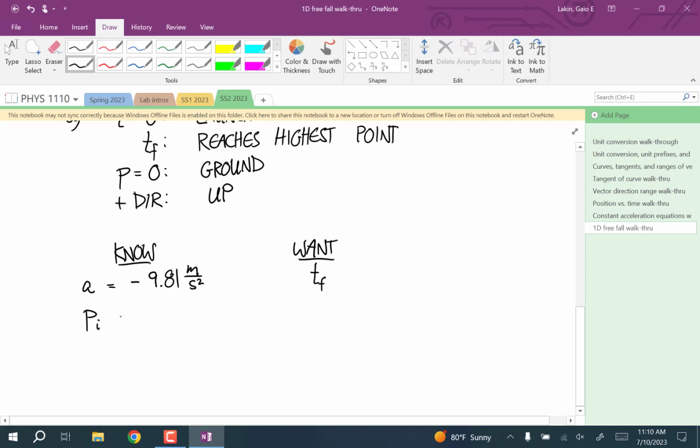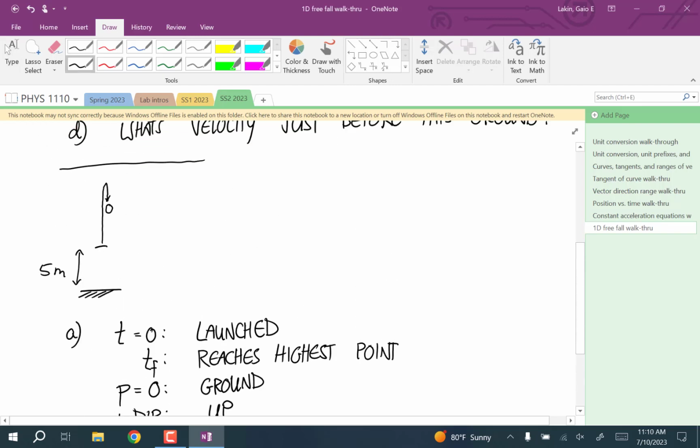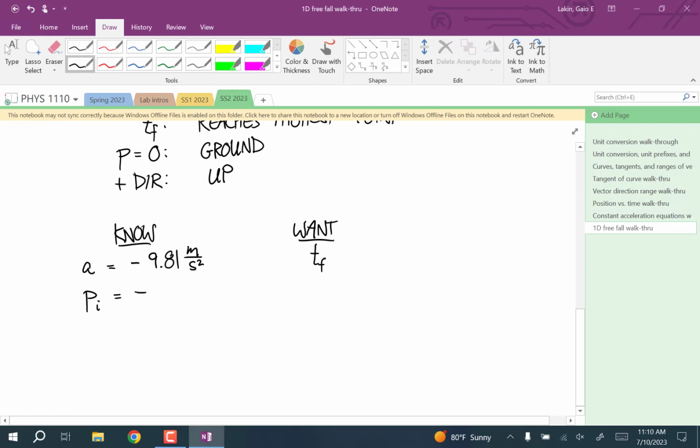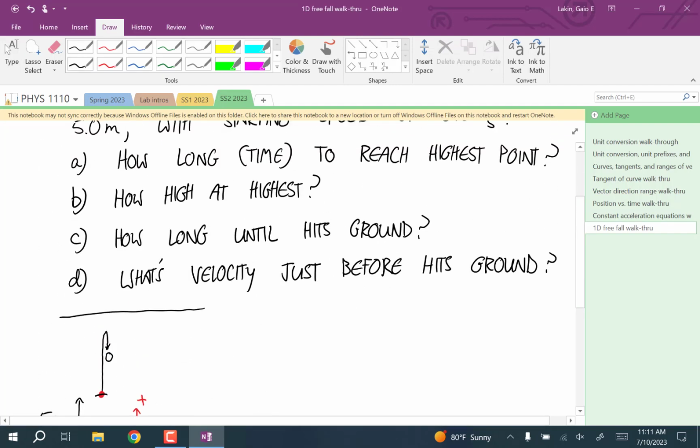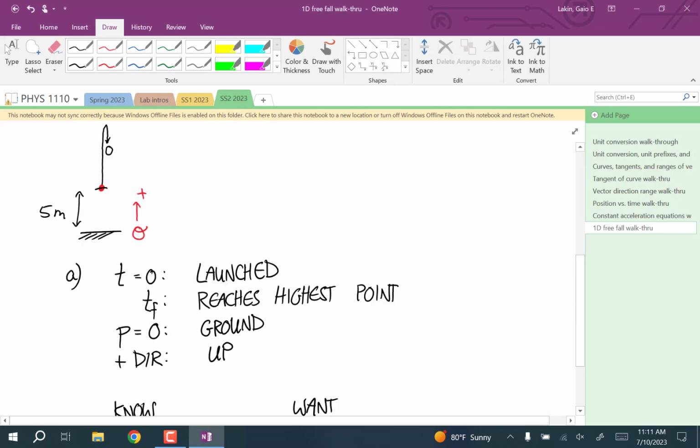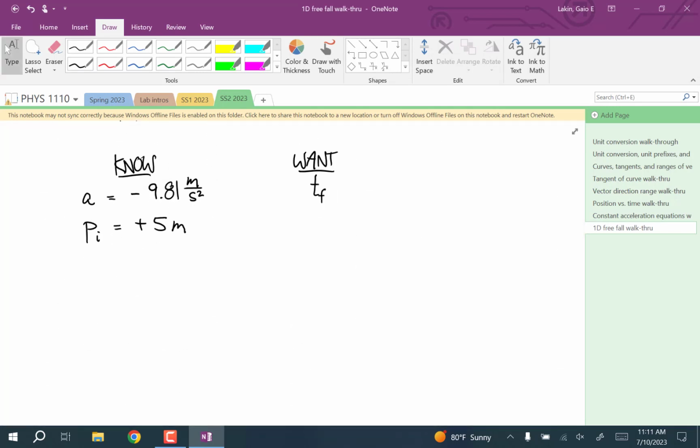The position at time equals 0 is, so if I draw the position, it's this red dot here. Well, if our 0 is here and our positive is this way, then that red dot is 5 meters in the positive direction from 0. So that position is going to be positive 5 meters. Our final position, we don't know. We don't care yet, although we are going to care when we get to part B. But for now, we'll leave it out.